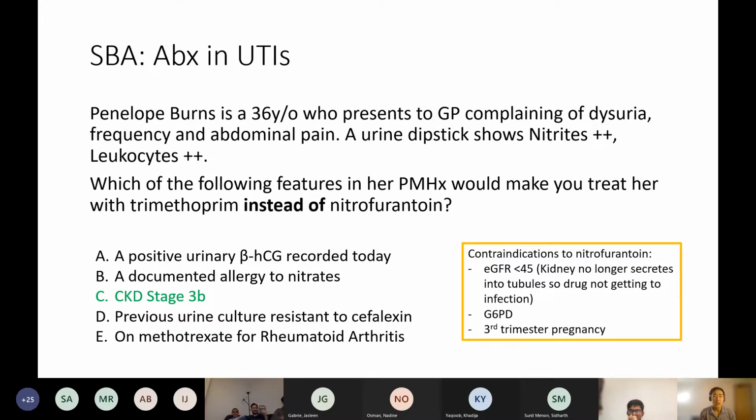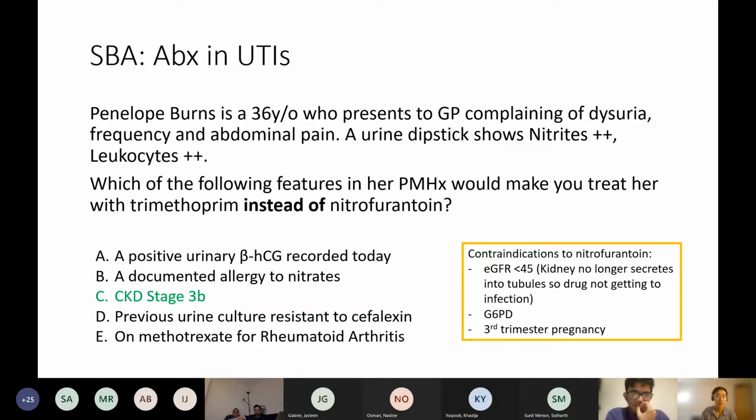Good. So the actual contraindication for nitrofurantoin is if the eGFR is less than 45. So I rephrased it to CKD stage 3B, which I think a lot of SPAs will try and do. So they'll try and change things to what you're familiar with. So rethink what they mean by each answer option. The reason why I'll talk about on the next slide. And then the 25% of people that went for methotrexate for rheumatoid arthritis, that is a contraindication for trimethoprim, not for nitrofurantoin. And that's why I tried to phrase the question again.